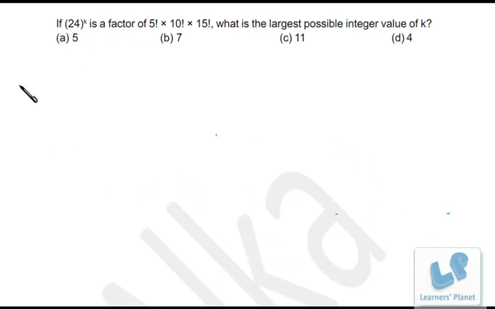Now friends, here we have a problem from number system. If 24 raised to k is a factor of this expression, what is the largest possible integer value of k? Right? That means if we expand this expression and prime factorize that, we'll be getting 2s and 3s and 5s and 7s, right? But we have to check the power of 24. That means how many 24s are there.